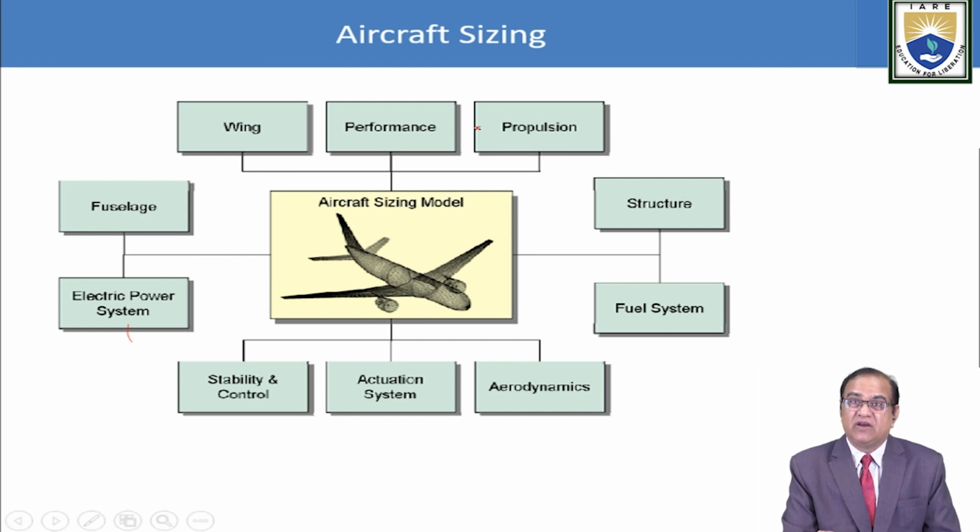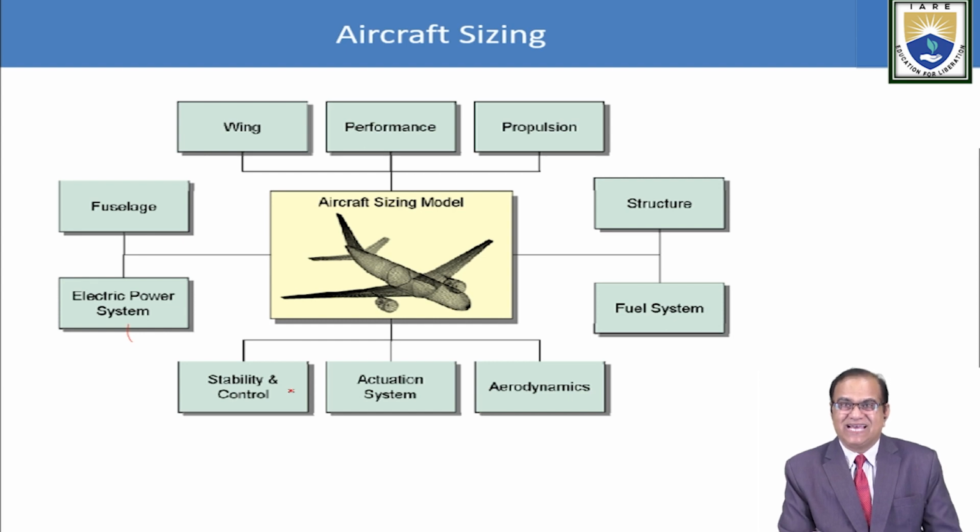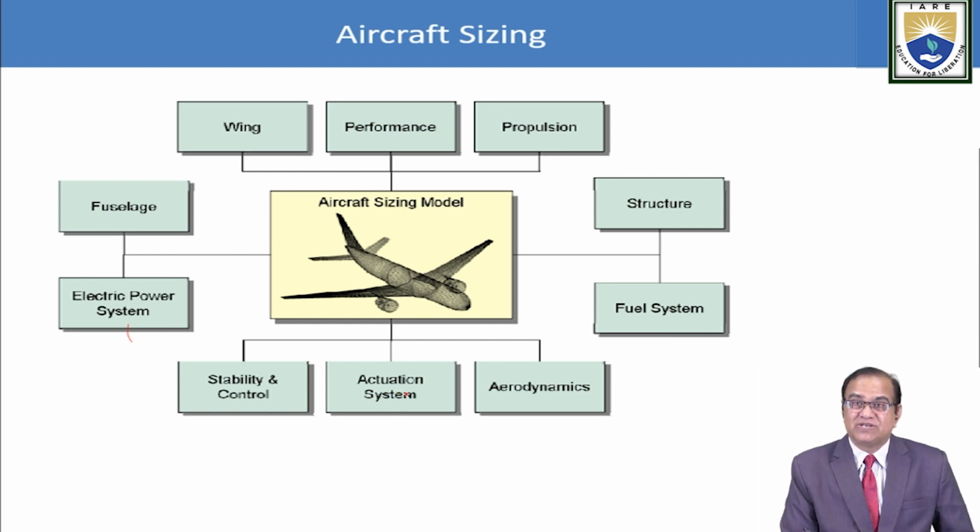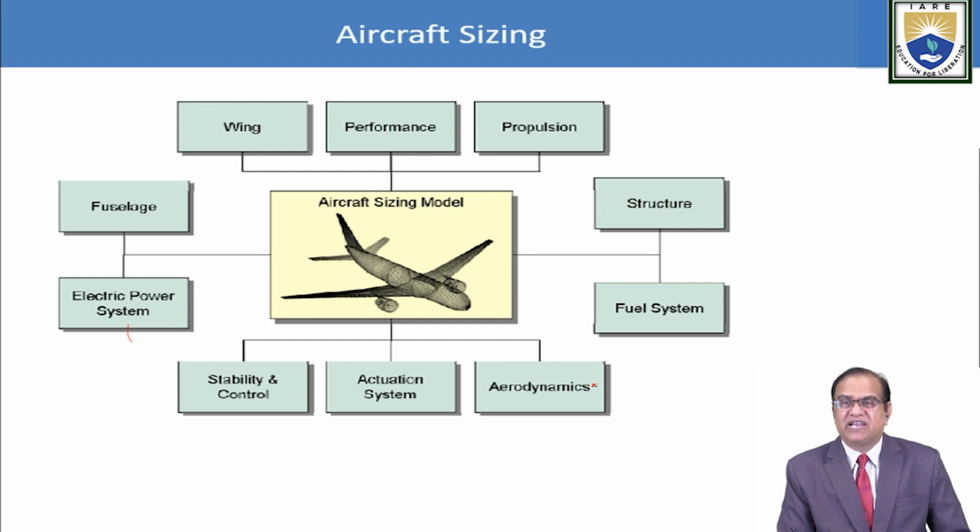Propulsion means engine, wing, engine and how much it is performing. Your structure and the fuel system are to be accommodated. Stability and control has to be assessed. Actuation system has to be checked, what type of actuation of the flight control systems, and how your aircraft is behaving aerodynamically.